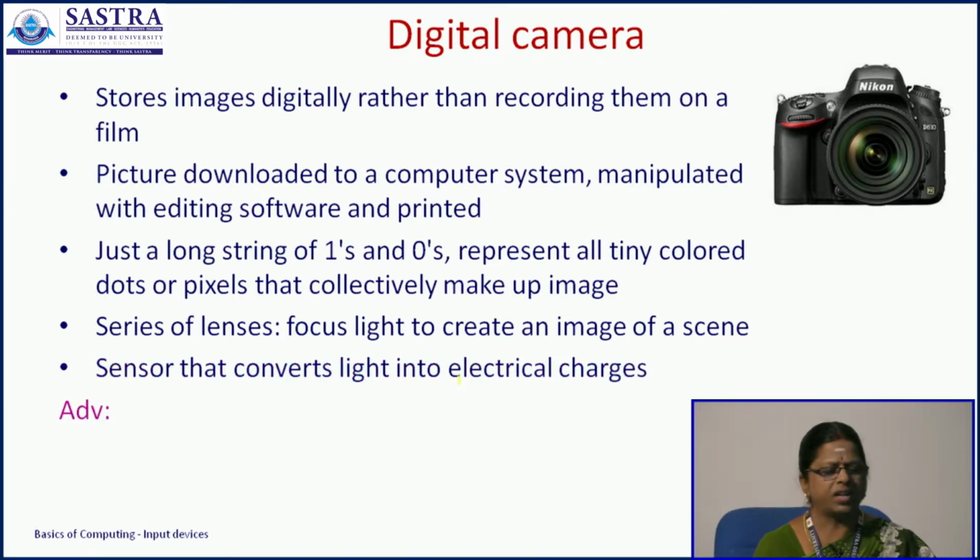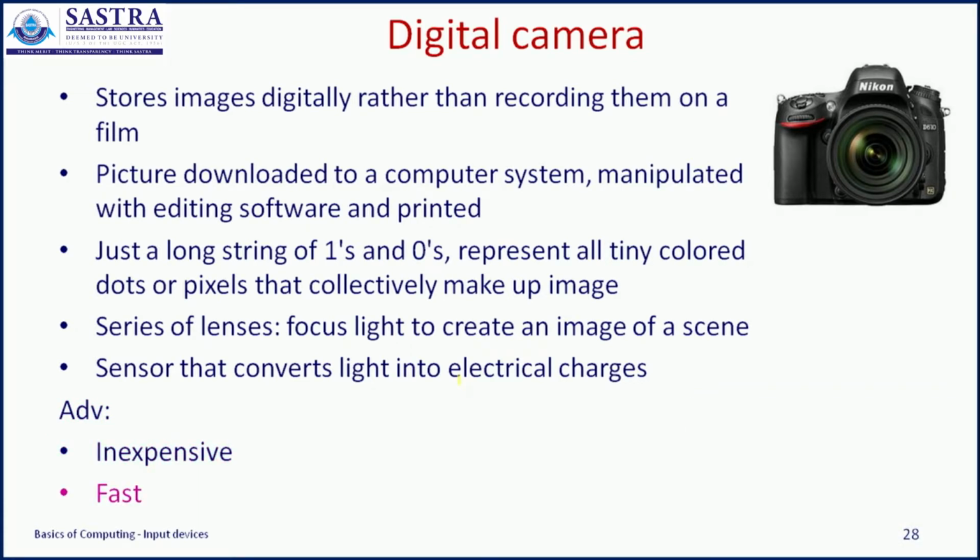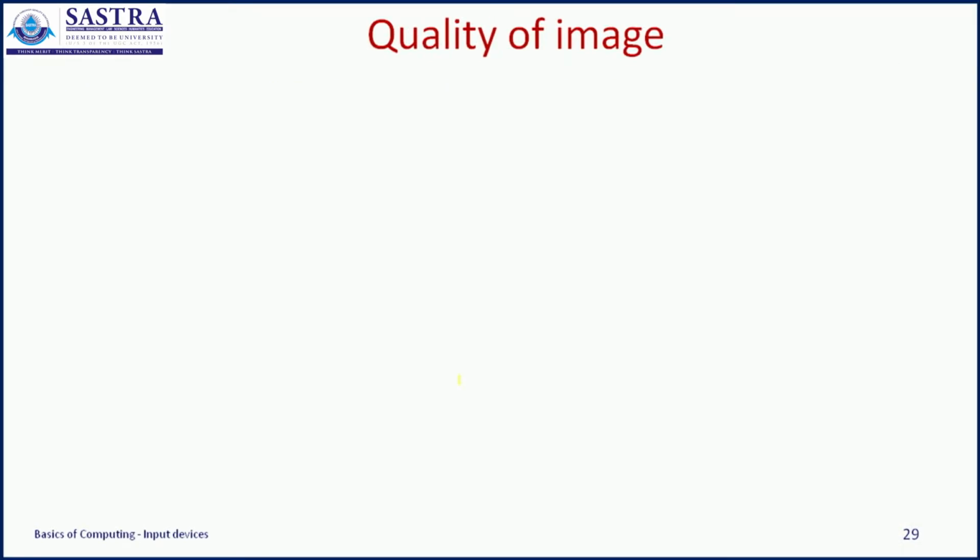What are the advantages of using this sort of digital camera? It is inexpensive and fast. The quality of any image can be measured by the resolution, which is the sharpness and the clearness of an image. It is measured in pixels or in pixel dimensions. For example, it can be 1024 by 768 pixels. When we have more number of pixels, it means we can achieve better quality.